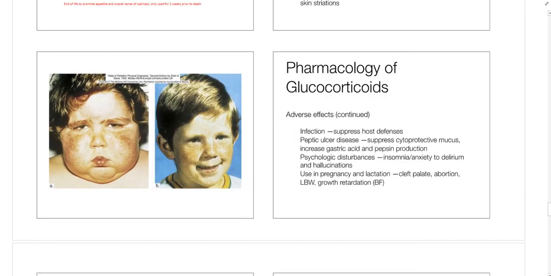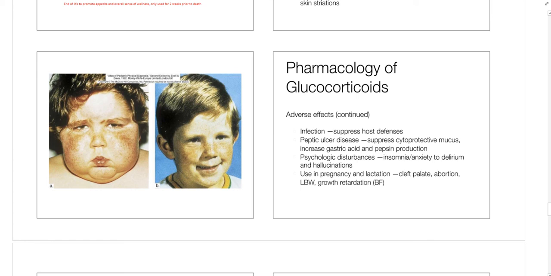All right. Other adverse effects include infection because we are impeding on the immune system. Peptic ulcer disease because we are impeding on the protective factors, the cytoprotective mucus that develops inside the stomach against gastric acid. We can have some psychological disturbances via insomnia or anxiety. Could even have delirium and hallucinations.